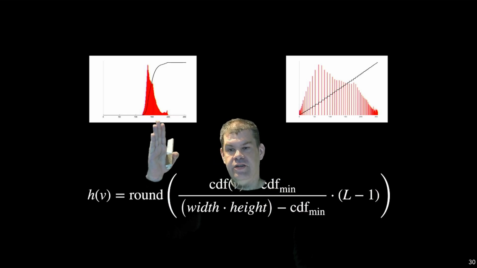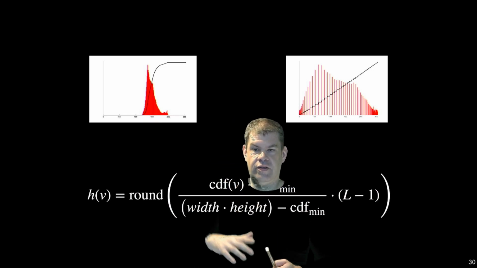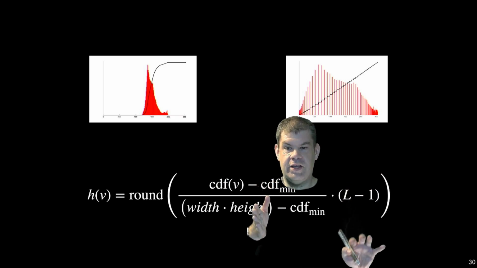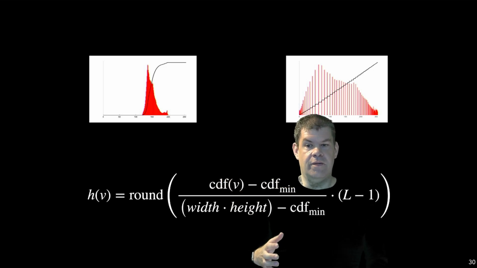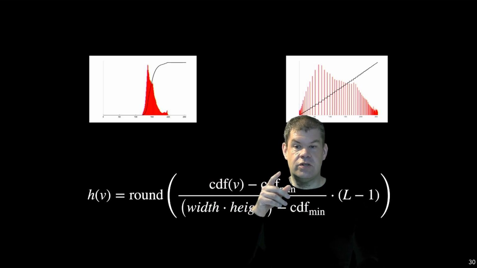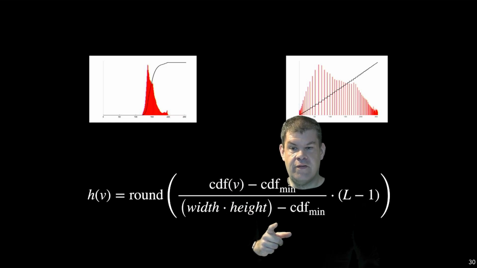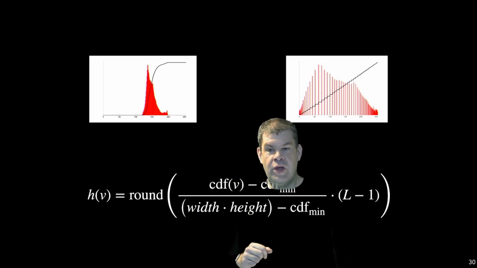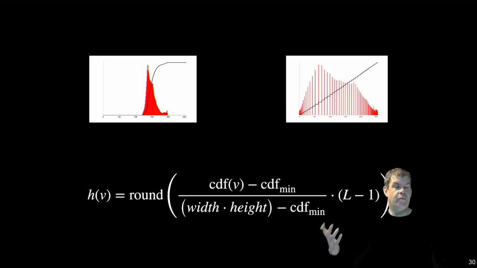So that will basically shift everything to the left. So we start at 0. You can also see this here. Forget about this multiplication for a second. Okay, so we simply subtract CDF min. And now we compute a quotient of two values here. What is this? This is the current CDF divided by width times height. What is width times height? Well, width times height is simply the number of pixels.